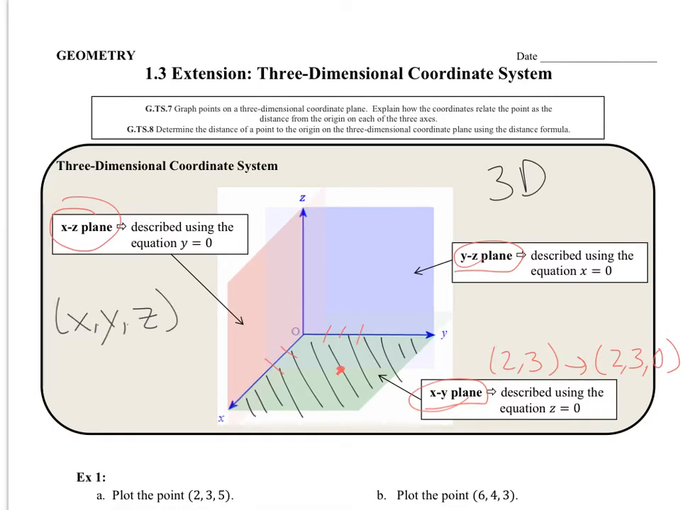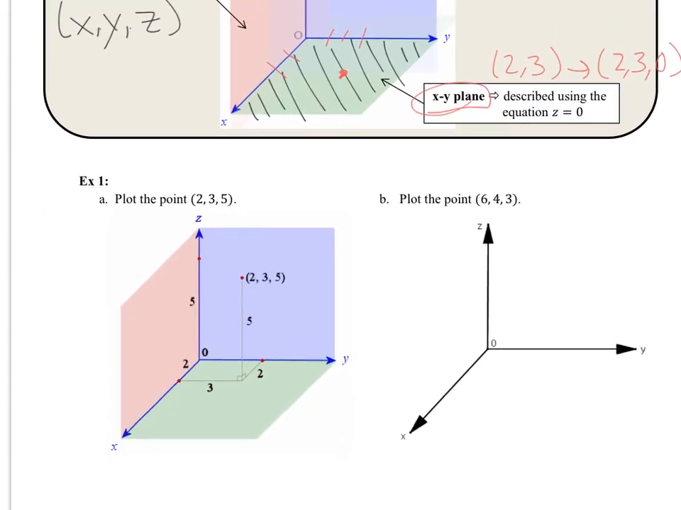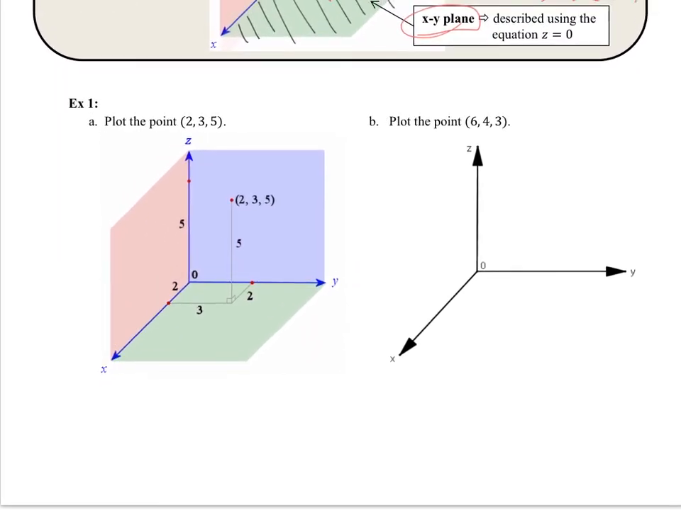In example 1, that is what we're actually going to practice, plotting points in 3 dimensions. Example 1 tells us to plot the point (2, 3, 5). Remember, the first coordinate represents our x, our second coordinate represents our y, and our third coordinate represents our z.